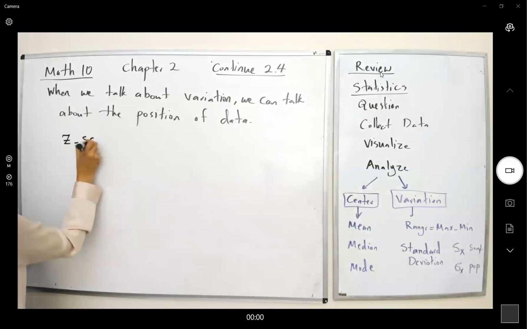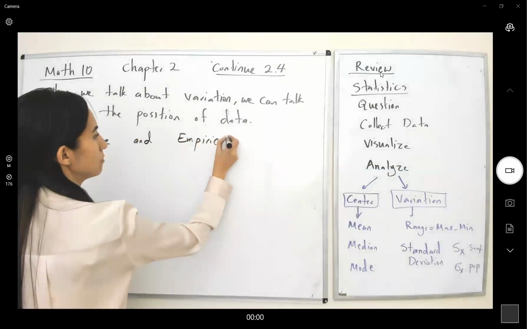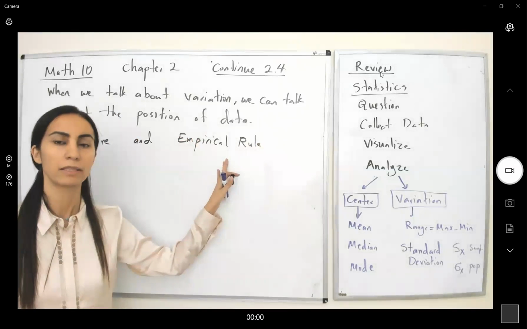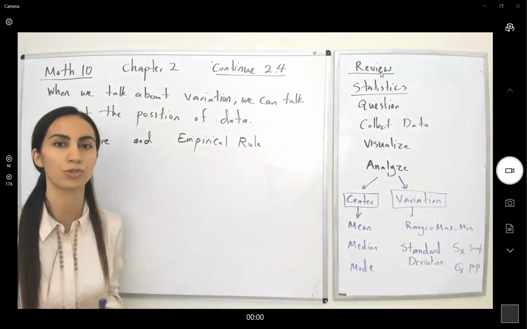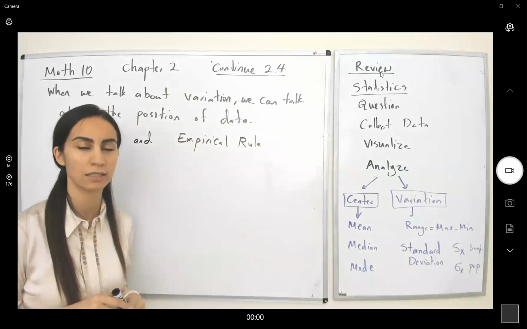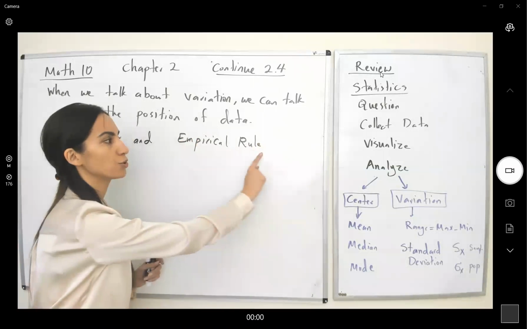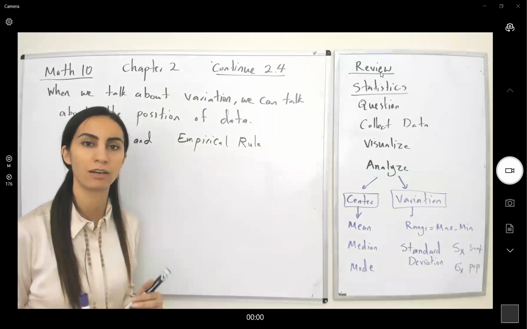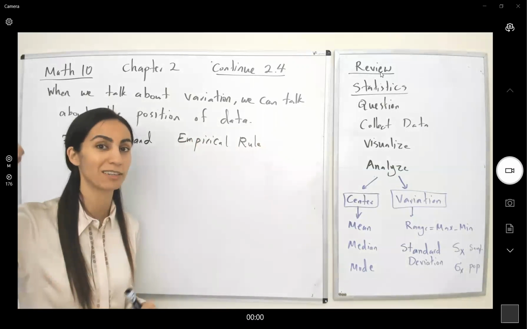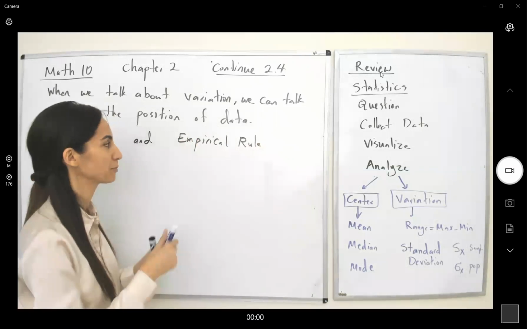Z-score and empirical rule. Okay, let's talk about empirical rule first, then we switch to z-score. Empirical rule says, first note that we need to have a condition to use this rule. If the pattern in our data is normal, remember yesterday we talked about the normal distribution, bell-shaped graph.